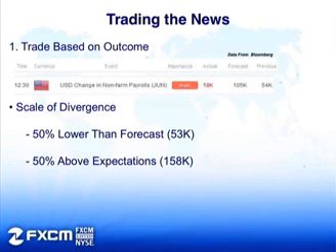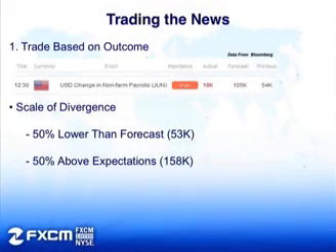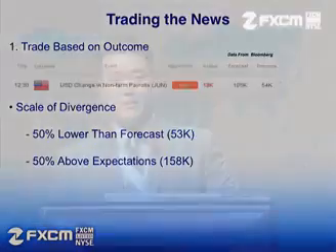if we had a non-farm payrolls print 50% lower than forecast, so in essence, a print of 53K, I would assume that would be very bearish for the US dollar, and I would probably have the expectation of selling the US dollar. Vice versa, if non-farm payrolls came in 50% better than expected, at 158K, I would do the reverse, looking to buy the dollar and go long on a dollar position.